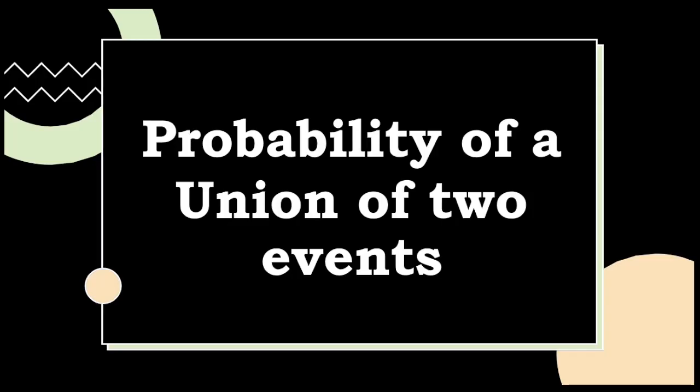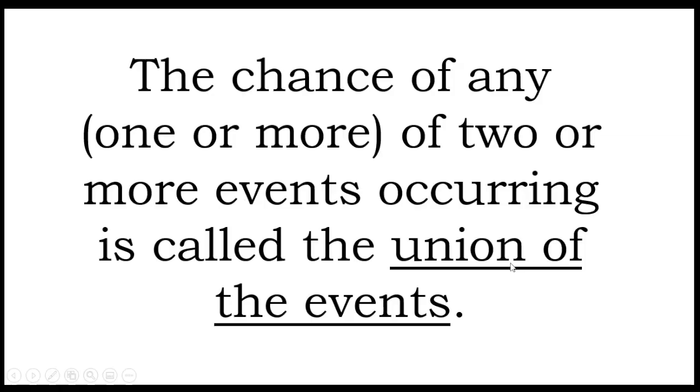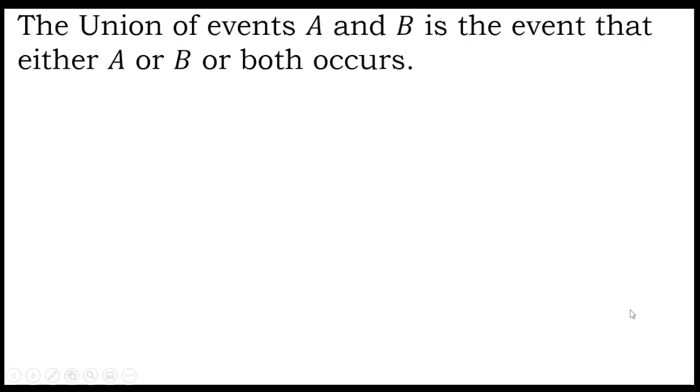5, 6, 7. Now, let's discuss the probability of a union of two events. The chance of any one or more of two or more events occurring is called the union of the events. So, the union of events A and B is the event that either A or B or both occurs.